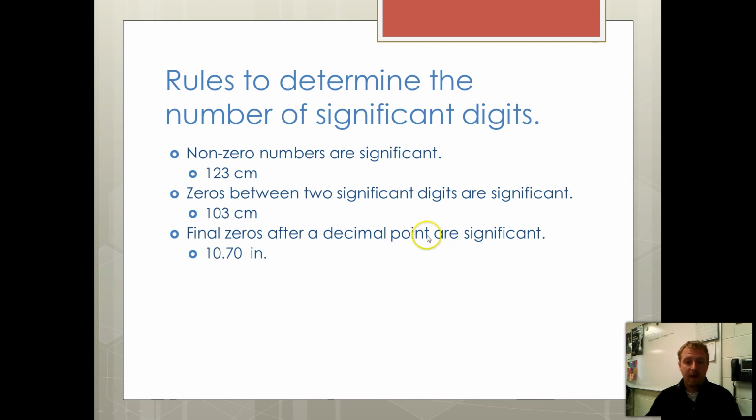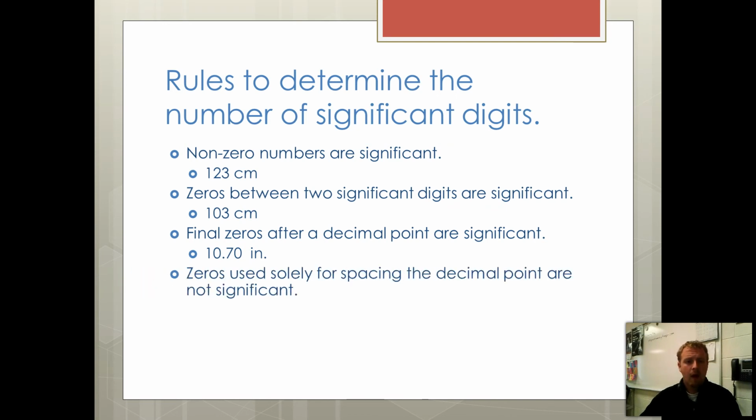Final zeros after a decimal point are significant. So this 0 is. So this has 3 significant figures. But this one is a 1, 0, 7 sandwich right here, and this 0 is important, or significant. Therefore, there are 4 significant figures here. All right, zeros used solely for spacing the decimal are not significant.